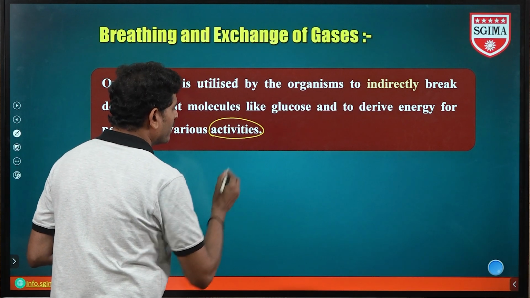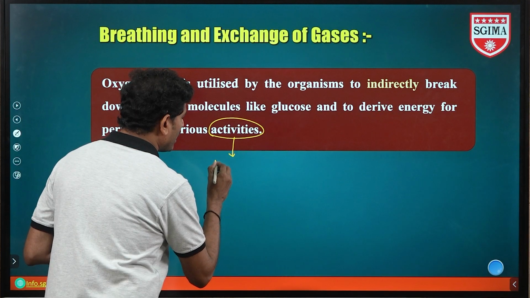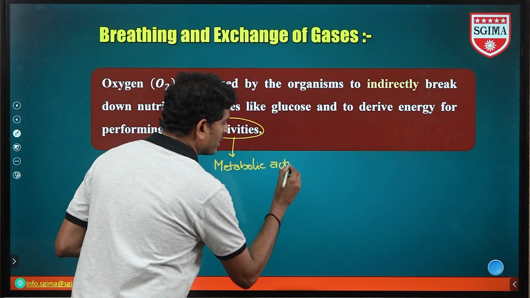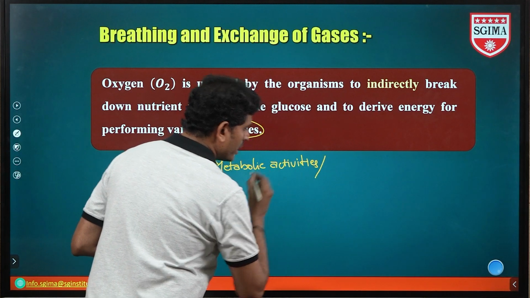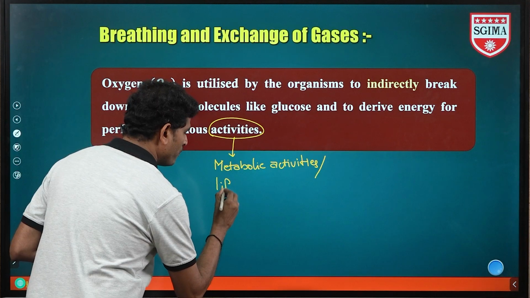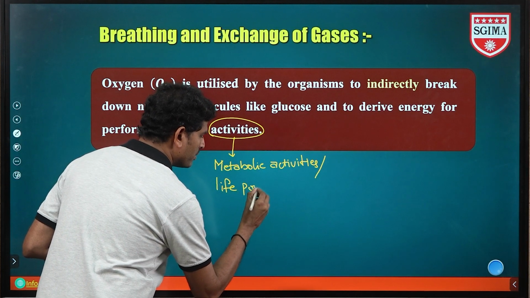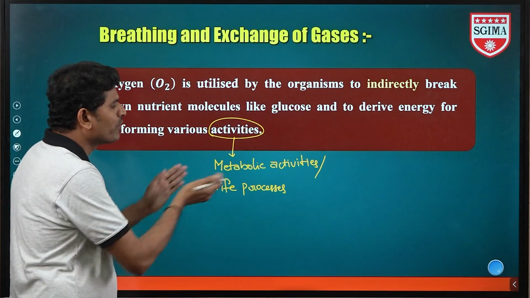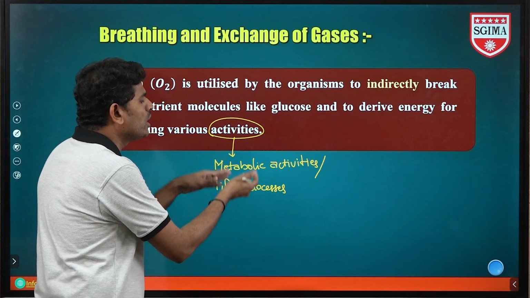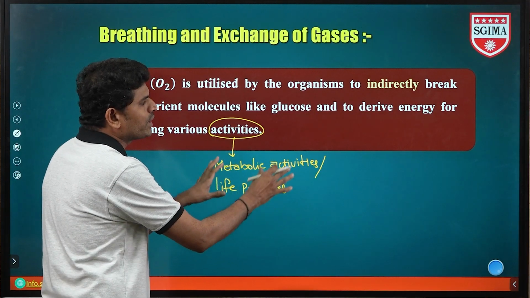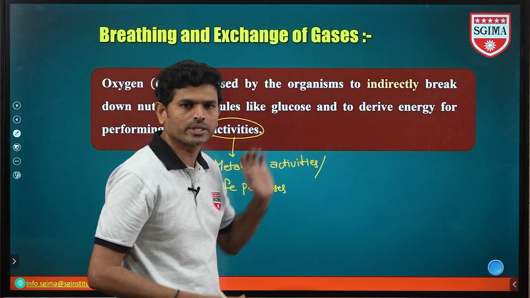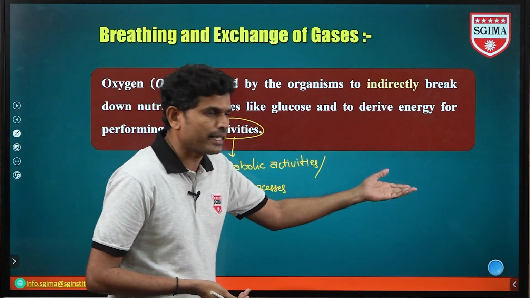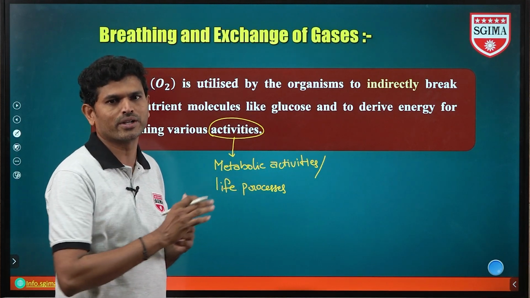Various activities are nothing but metabolic activities, life activities. We can also say life processes. Life process, life activities, all are similar. The activities taking place by the organism or within the organism are life processes or living activities or metabolic activities. For all these activities inside the organism, energy is compulsory. How does that energy come? That energy comes from the breakdown of glucose molecules, by the direct method or indirect method? It is indirectly. This is the thing we have to understand here.